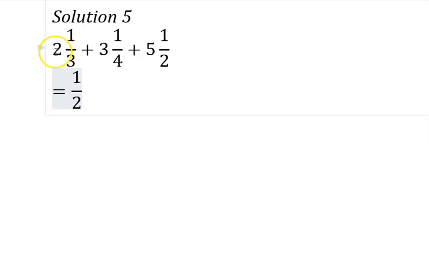whole number first. 2 plus 3 will give us 5. 5 plus 5 will give us 10 here. So let's deal with the proper fractions beside them. So the LCM of 3, 4, and 2 will give us 12. The LCM of the 3 of them will give us what? 12. So let's go. How many times will 3 go in 12? That's 4 times. 4 times 1 here will give us what? 4.